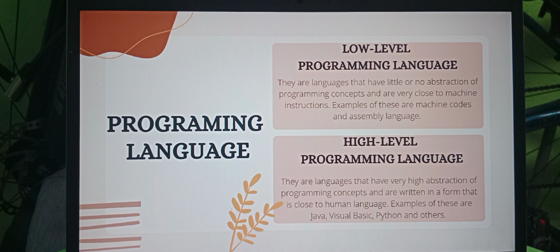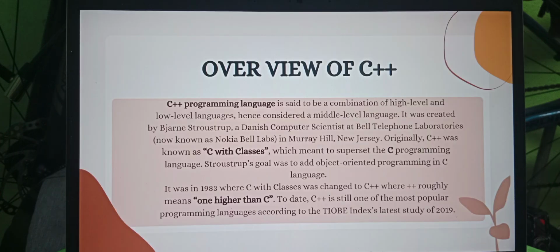High-level programming languages have a very high abstraction of programming concepts and are written in a form that is close to human language. Examples of these are Java, Visual Basic, Python, and others.